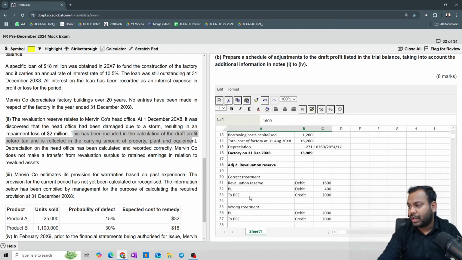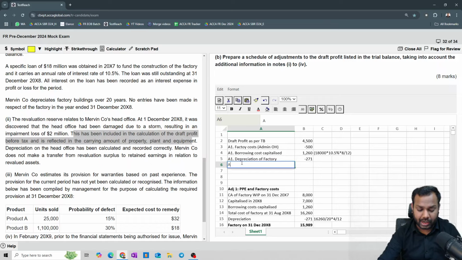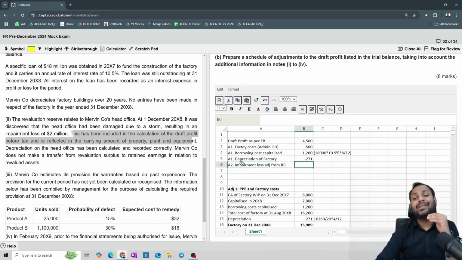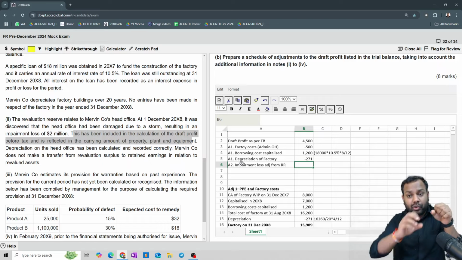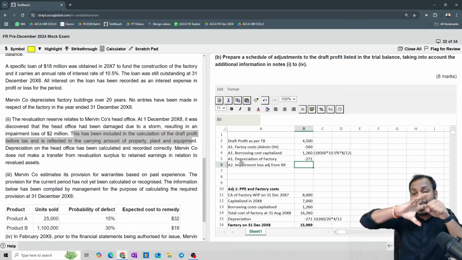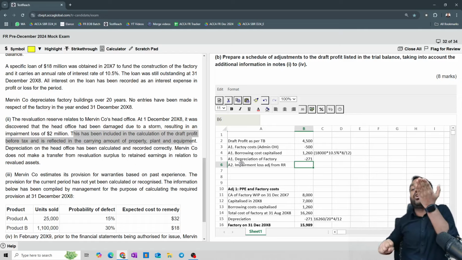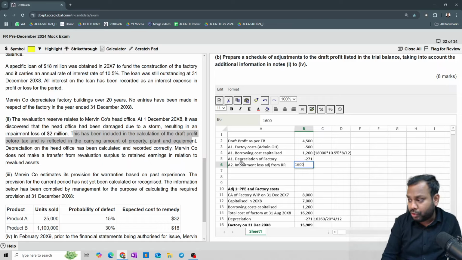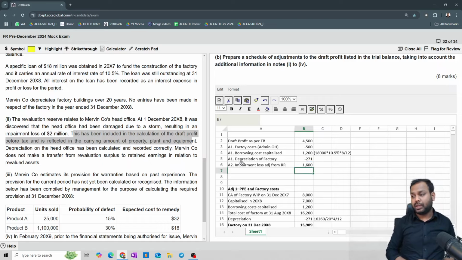Okay, now in this adjustment A2, I will write here impairment loss to OCI, impairment loss to revaluation reserve, adjusted from revaluation reserve. I have recognized an expense in P&L of 1600, so I have to reduce the expense in P&L. Means my profit should go up by 1600. Is that clear, everyone? My profit should go up by 1600.